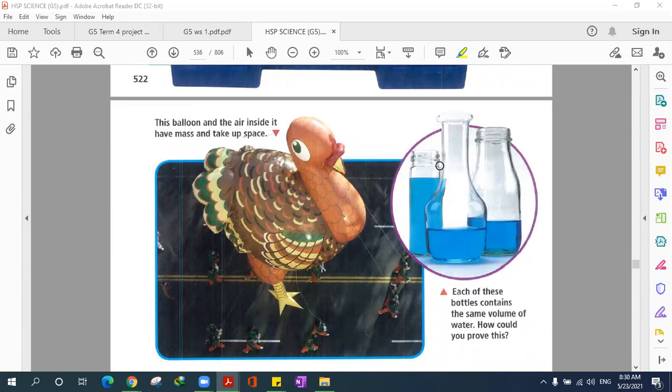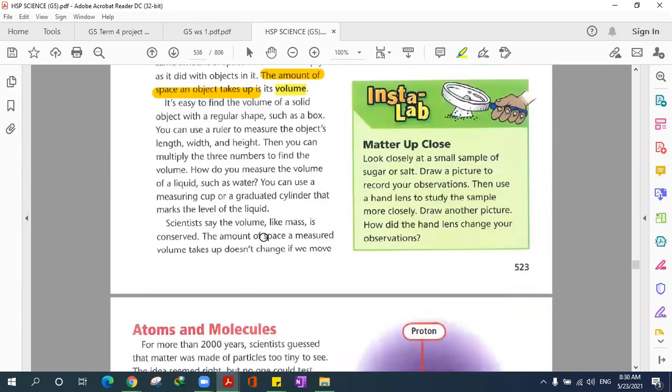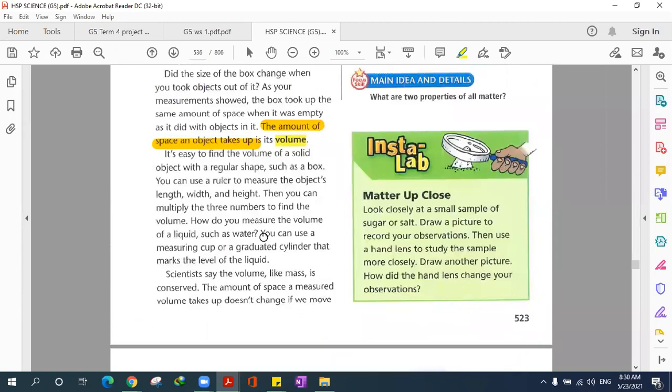If you check this picture here, you have three bottles with different shapes, but the three of them contain the same amount of water. In the last session, you were like, oh, really? It doesn't look like they have the same amount of water, but they do. Because the bottles are different shapes, you can see that the shape of the water also changes. The water takes the shape of the container. Yes, the water takes the shape of the container.